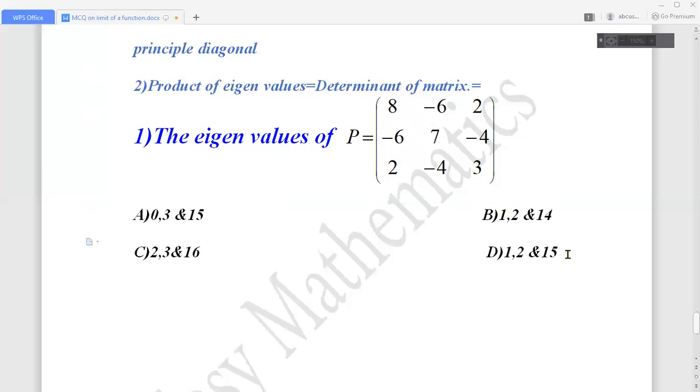For option D, if we multiply these eigenvalues together, the result will not be equal to the determinant of this matrix. So option D is eliminated. Option A is selected among these 4 options. So option A is the correct answer for this multiple choice question.